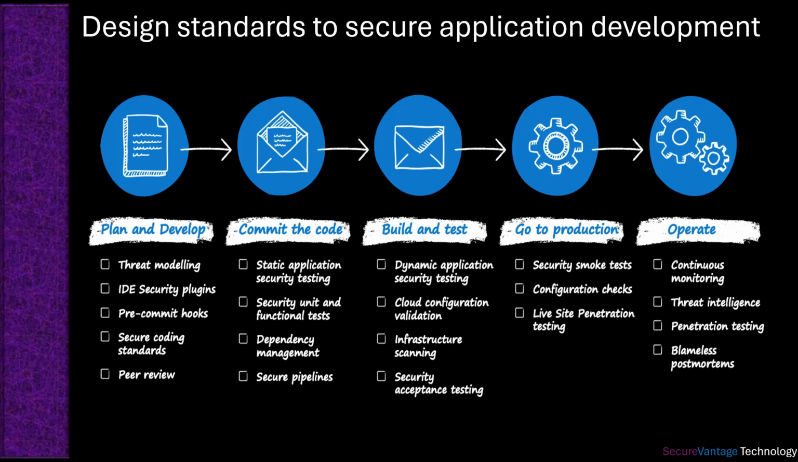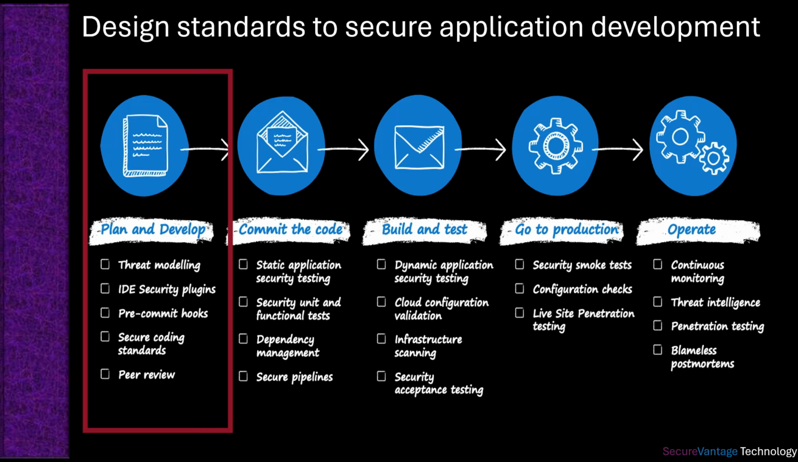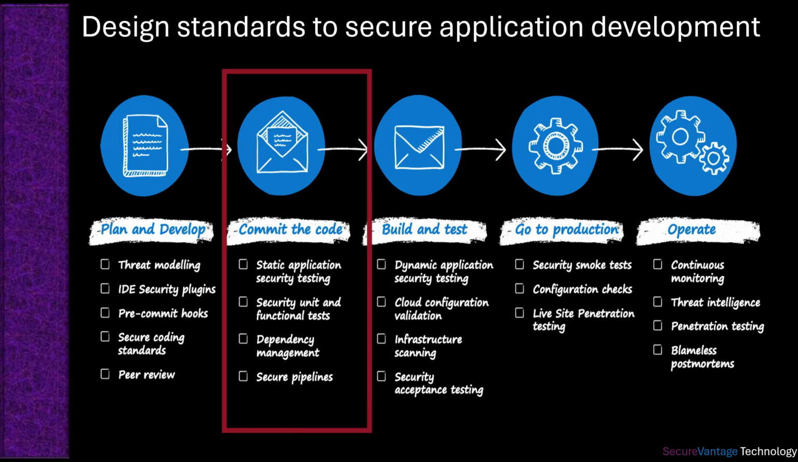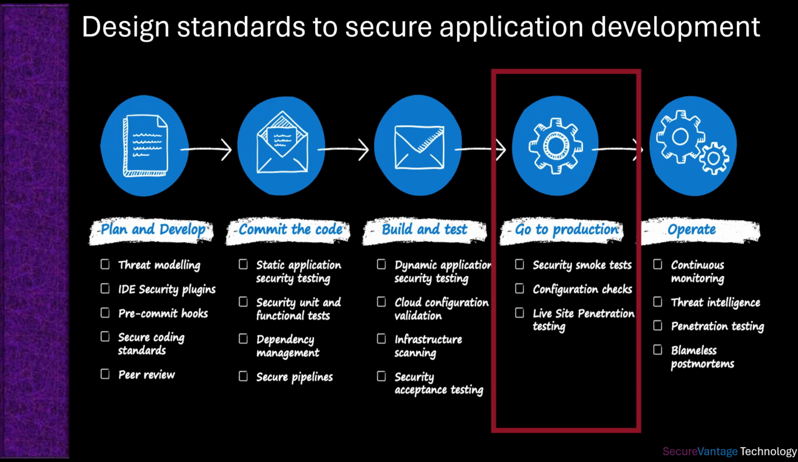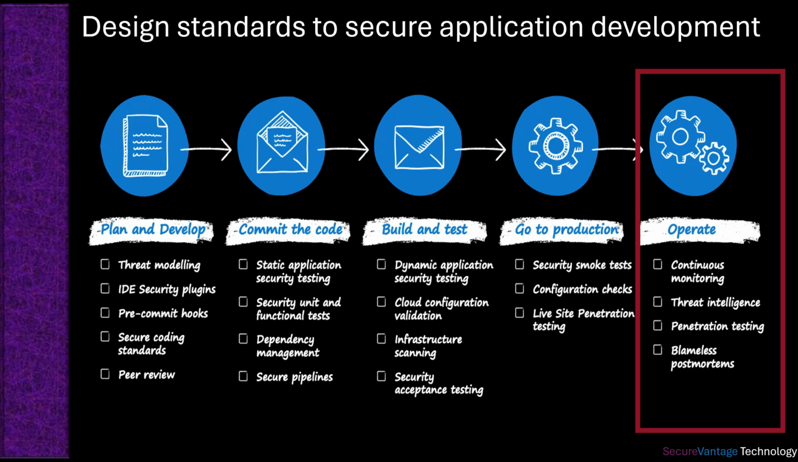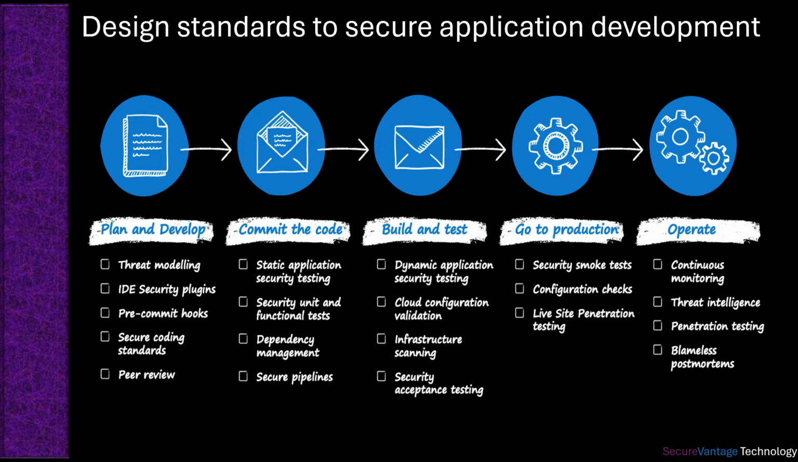In today's complex digital landscape, securing application development from the initial planning stages through to production and ongoing operations is critical. We will cover essential design standards across 5 key phases of secure application development, such as planning and development, committing code, building and testing, going to production, and operating. Let's get on and understand each one of them in detail.